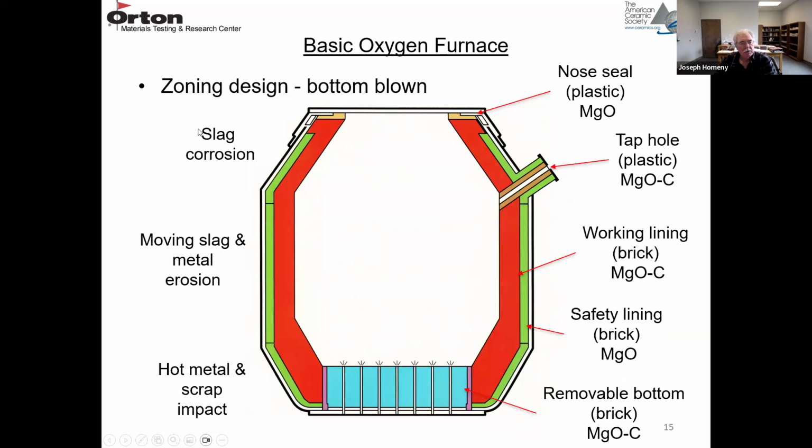And then the same issues here for a bottom blown basic oxygen furnace: slag corrosion towards the top, moving slag and metal erosion in the middle, and hot metal and scrap impact on the bottom. So the lining is basically the same, except now the bottom has a removable bottom, and that's the in brick form, and it's the MgO carbon composites. So here's where the gases are coming in through the bottom.